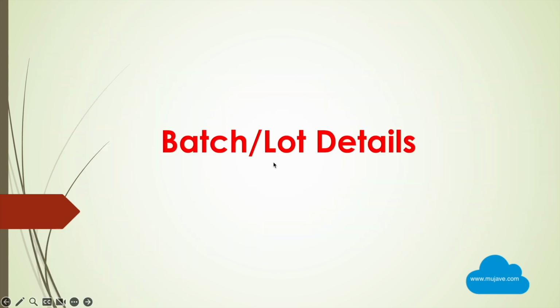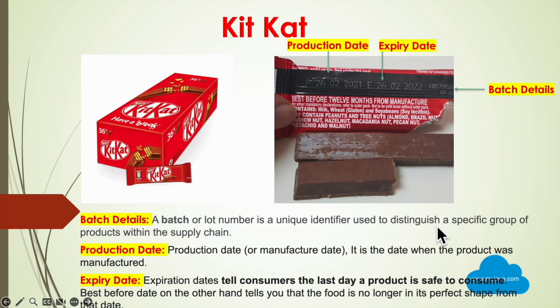And batch details. A batch or lot number is a unique identifier that is used to distinguish a specific group of products. Here you can see the product batch details. It contains production date and expiry date. Production date is the date when the product was manufactured, and the expiry date tells the consumer about the last day a product is safe to consume, and the best before date on the other hand tells you that the food is no longer in its perfect shape from that date.